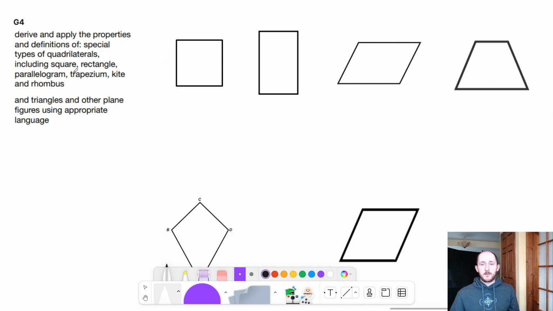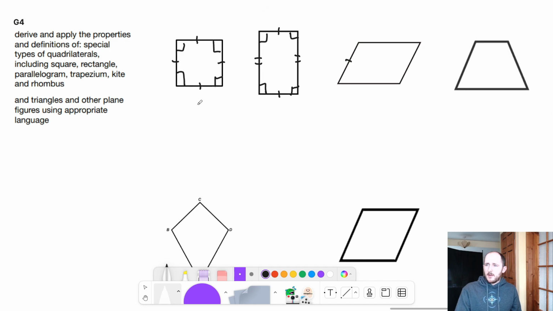Okay, next one. Derive and apply the properties and definitions of special types of quadrilaterals. So square, what's the special properties? Well, all angles are 90 degrees. And all sides are the same length. With rectangles, the opposite sides are the same length and parallel. And yeah, so the opposite pairs of sides. And again, all angles 90 degrees.